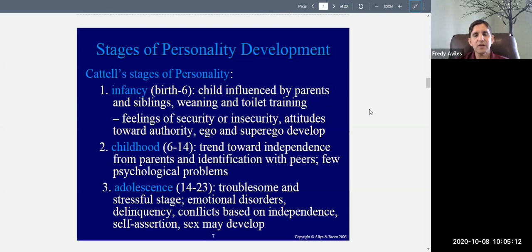Of course, so here are Cattell's stages of personality. So the first stage he called infancy, birth to 6 years of age. He called that infancy. Most people wouldn't call that infancy. More like early childhood. That's what we call it in developmental psychology. But he called, you know, birth to about 6 years of age infancy. It just means you're very young, okay? You're like an infant, okay? The child is influenced by the parents, right? And siblings. There's weaning and there's toilet training.